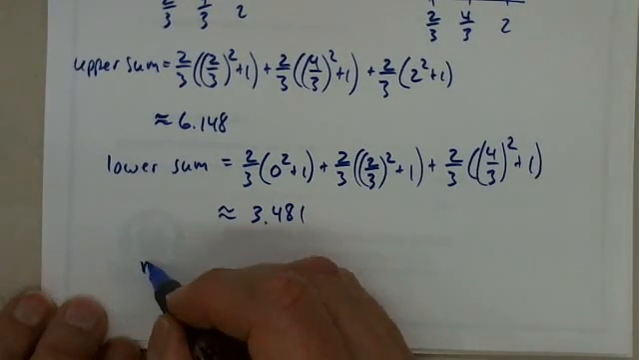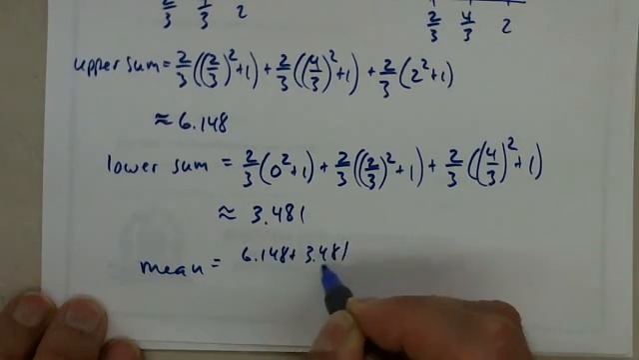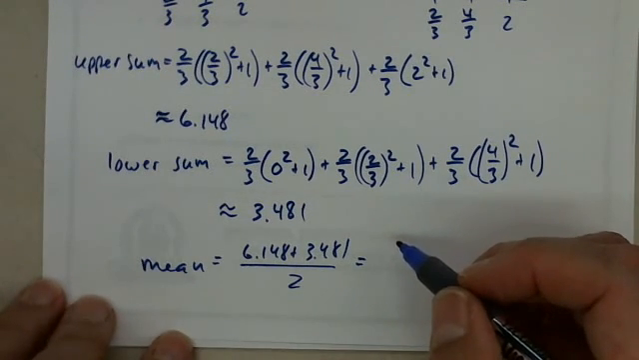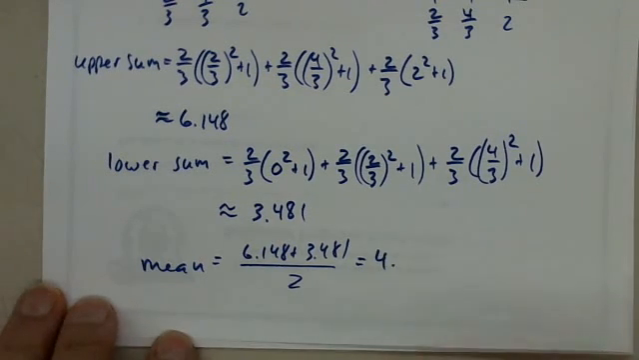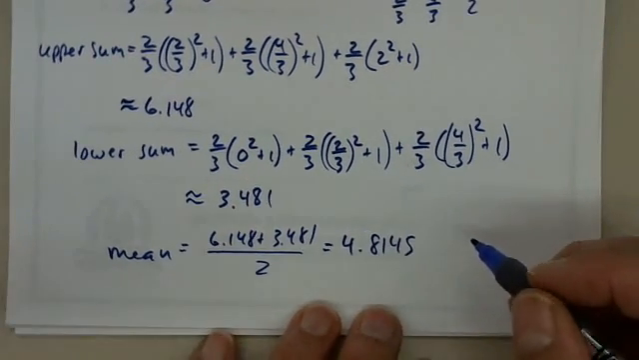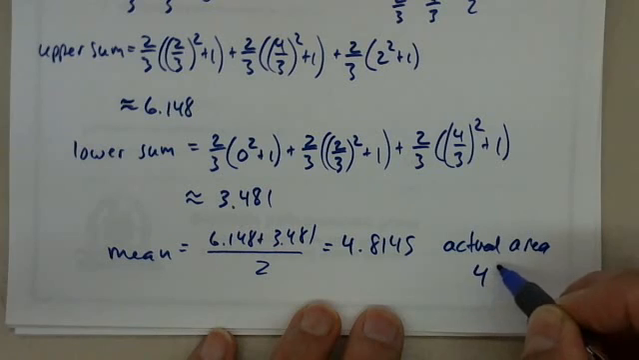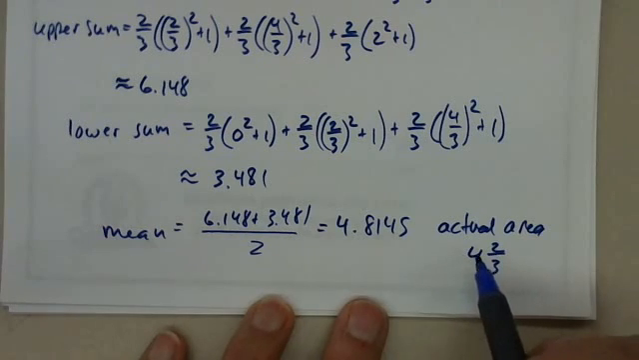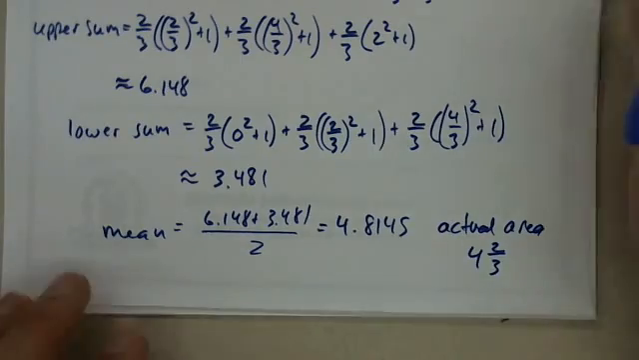And then if we found the mean, we would have 6.148 plus 3.481 over 2. And I have 4.8145, and we can compare that to the actual area is 4 2/3. If we integrated, we'd get that. So there's our approximation. All right, that's the end.